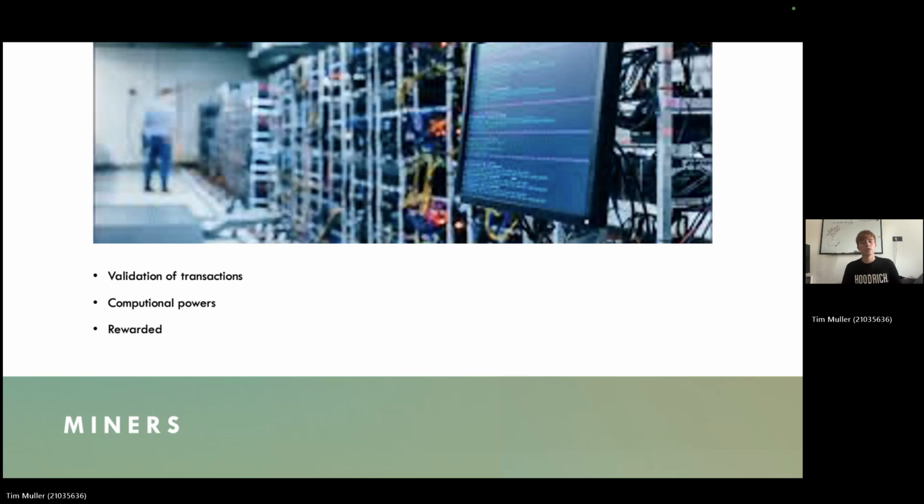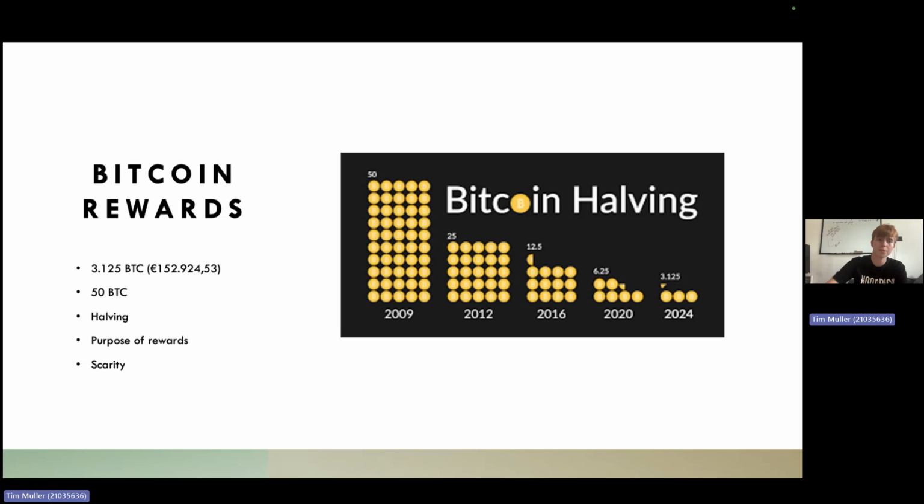Because the miners have a great influence on the security of the blocks, since when more blocks are created it gets more secure, that's why they are rewarded. I will go further into the Bitcoin rewards. At this time, the reward for Bitcoin miners is 3.125 BTC. That equals 152,924 euros and 53 cents, and this is only for one block.